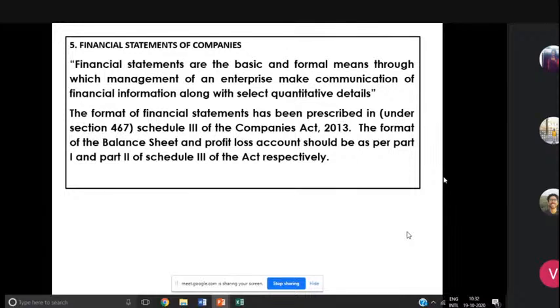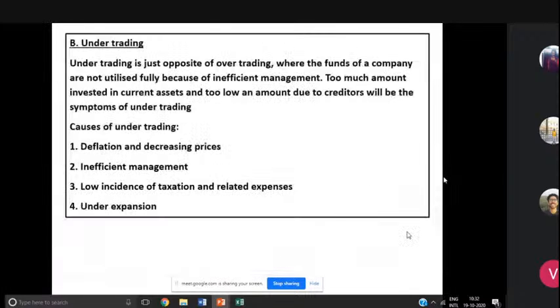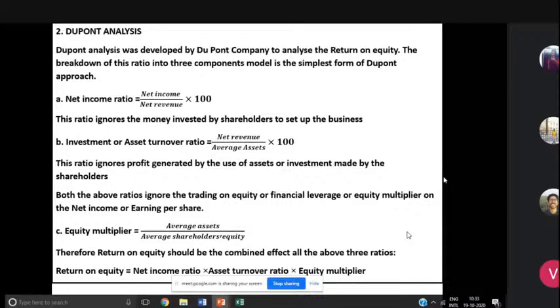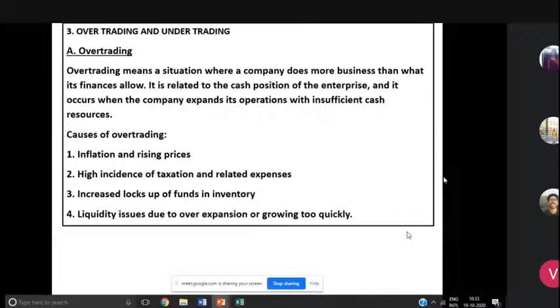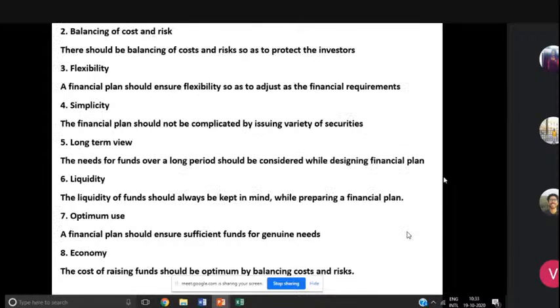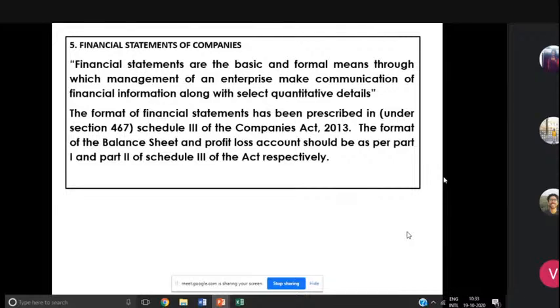Next, short notes. What was the first one? Tell me the first short note. Tools or techniques of financial statement analysis. What is the second short note? Two-point analysis. What is the third short note? Over-trading and under-trading. Fourth is what? Financial planning and financial plan. Fifth is what? Financial statements of companies.